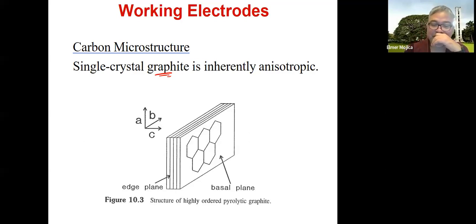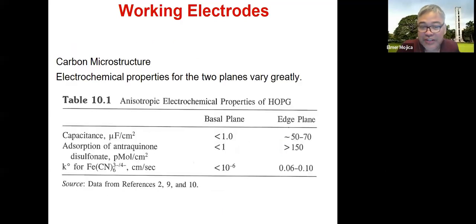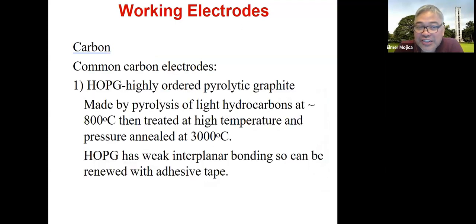The one that they usually look at here is the so-called HOPG, the highly ordered pyrolytic graphite. They found out that the properties of the two planes are very different. For the capacitance, the basal plane is less than 1, while the edge plane has 50 to 70. For the adsorption of anthraquinone, the basal plane has 1, but the edge plane has more than 150. So that is what they looked at in the carbon microstructure.